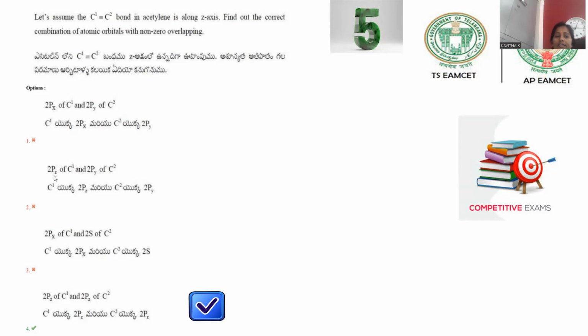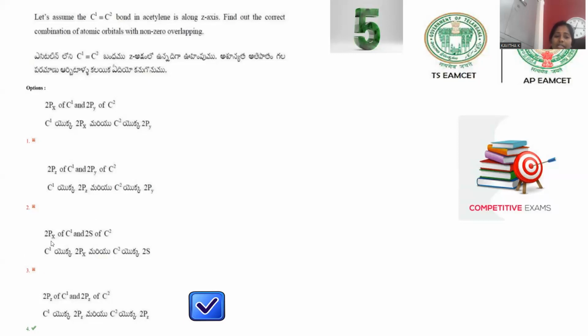2pz of C1, 2py of C2. Again here, the z-axis is another coordinate. All three x, y, z are lying in three-dimensional geometry. One is towards the x direction, another in the y direction, and z is towards the upper direction. If we take 2pz of C1 and 2py of C2, there is no way for that overlapping in order to get the linear triple bond, so you can strike off option 2 as well.